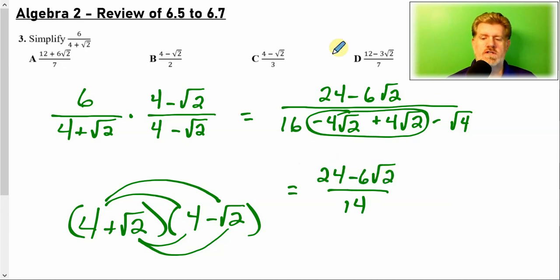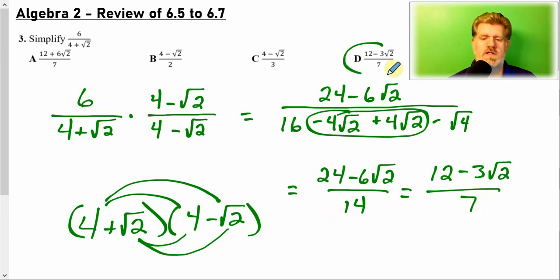Now, you're going to notice that answer is not up here, because there's one thing we can do to simplify it. The 24, the 6, and the 14, what can we divide them all by? Yes, you guessed it, 2. Half of 24 is 12. Half of 6 is 3. Half of 14 is 7. And there we are. What should be, oh, there it is, D.